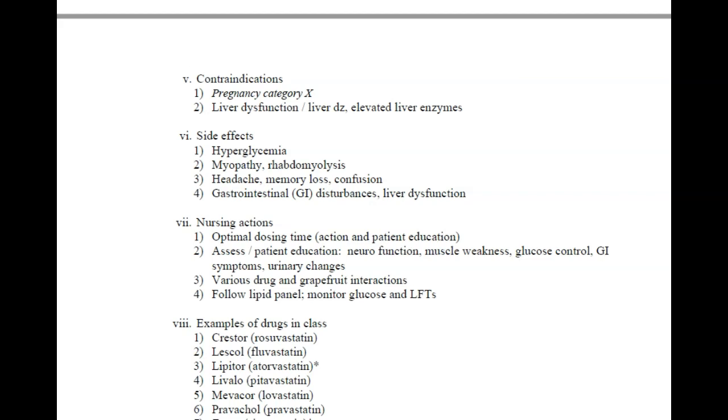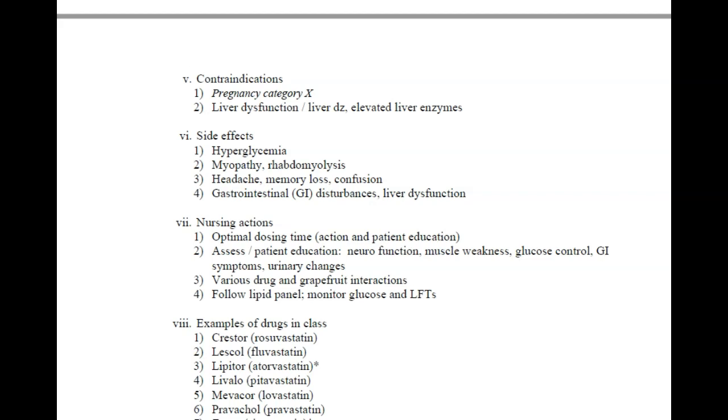So like most medications, statins have side effects. One side effect that sometimes can be observed is hyperglycemia. It is unclear why this can happen, but it does show that it can affect insulin, therefore causing some hyperglycemia in some patients.